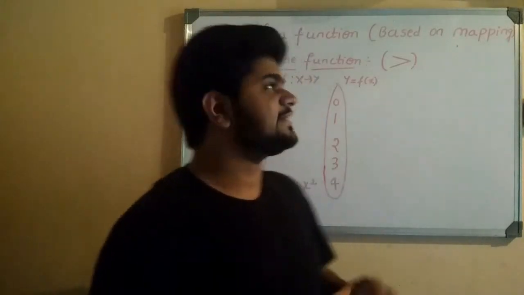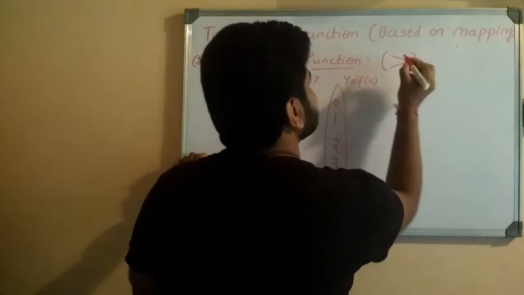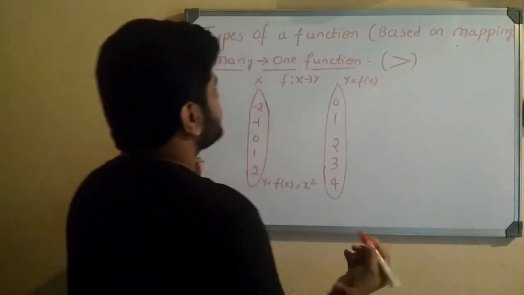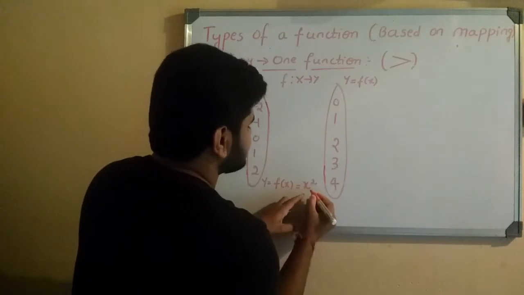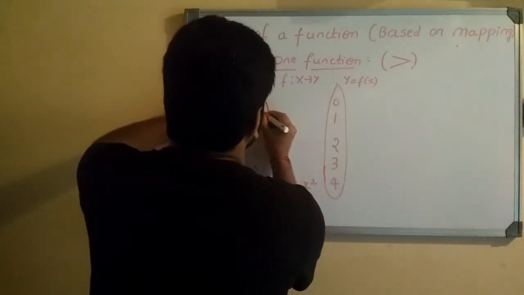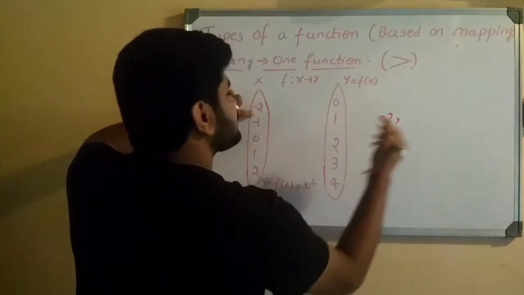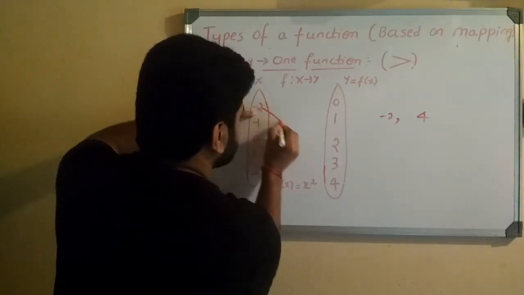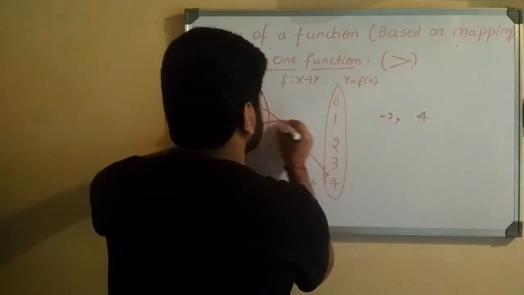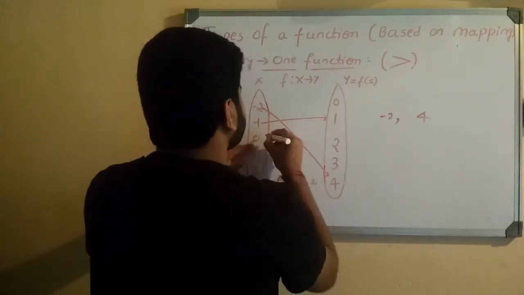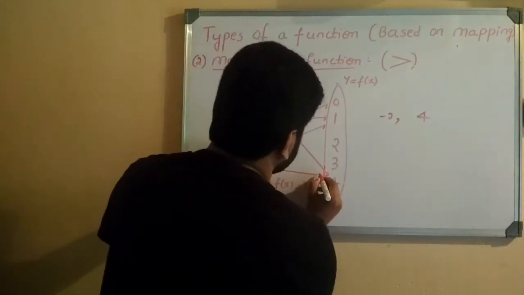The next type of function is the many-one function. The symbol for this many-one function is like this. If you take the mapping f from X to Y, where the function is defined as f of x equal to x square, then if you put x value as -2, the y value becomes -2 the whole square, which is +4. So the mapping is like this. If you put -1, square is +1. If you put 0, 0 square is 0. 1 square is 1. 2 square will become 4.